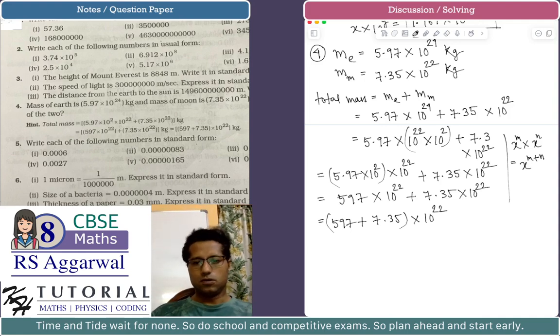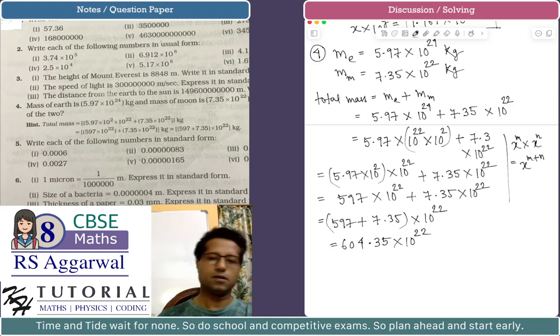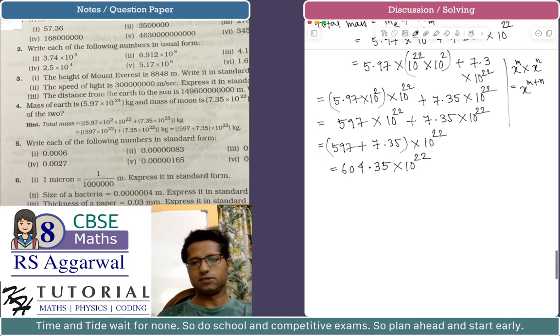Okay. Now let's simplify the value inside the bracket. This will be 604.35, multiplied by 10 to the power 22. So this is the total mass, which is not in standard form. We have to find the total mass in standard form. So now I have to convert this into standard form.